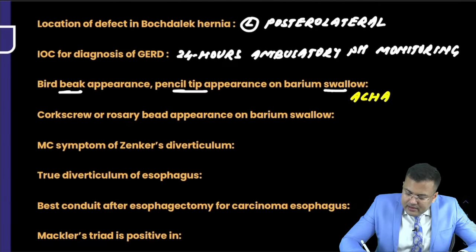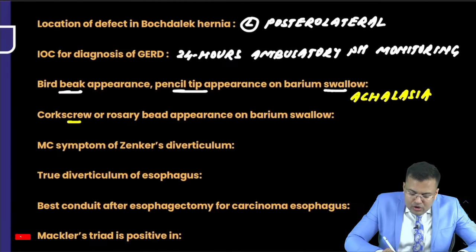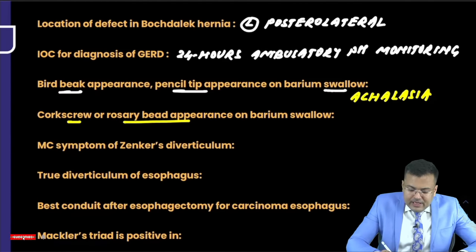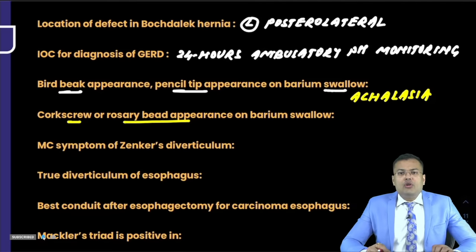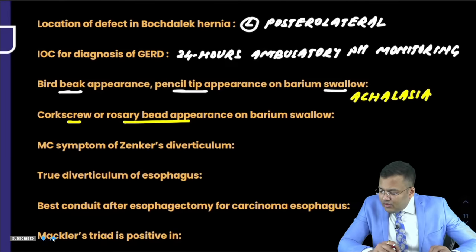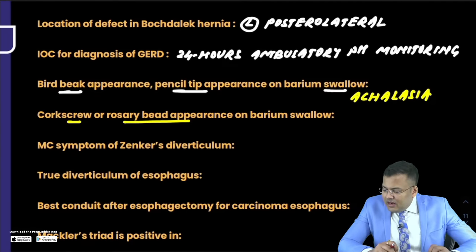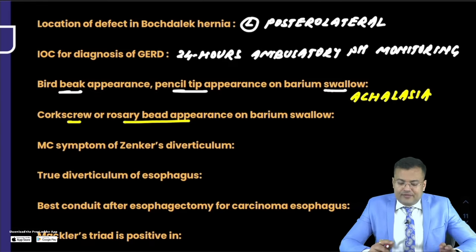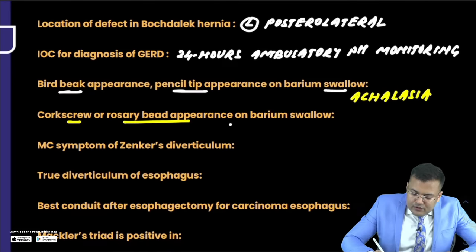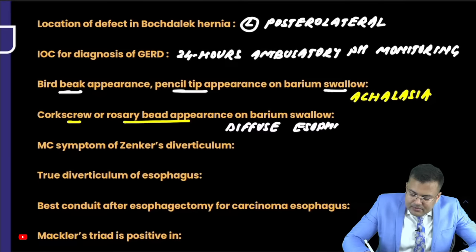Achalasia cardia. Next, corkscrew or rosary bead appearance on barium swallow. Bhargavi, very good. Vishal, Shelby, Shitiz, Salmonella, Aparna, Sherin, Gagan, all of you are correct. This is diffuse esophageal spasm. Okay, guys.